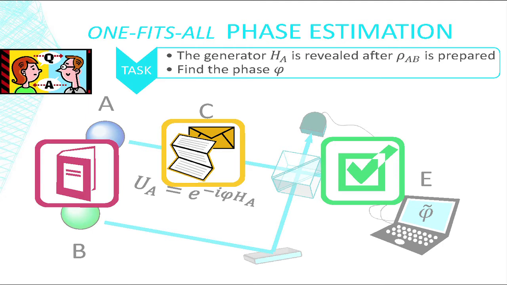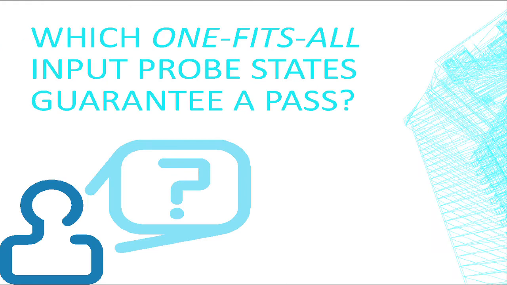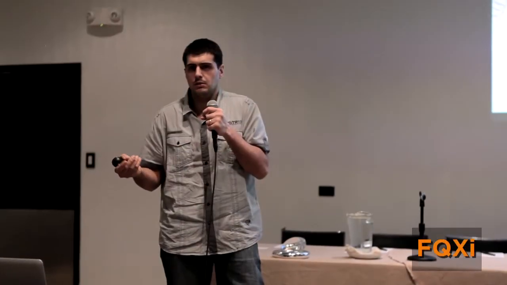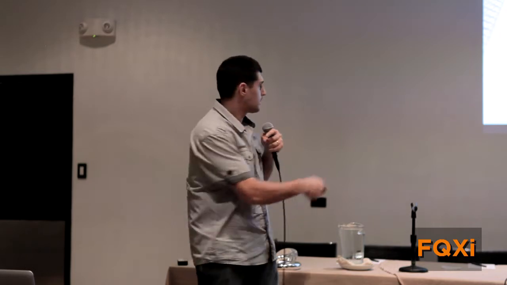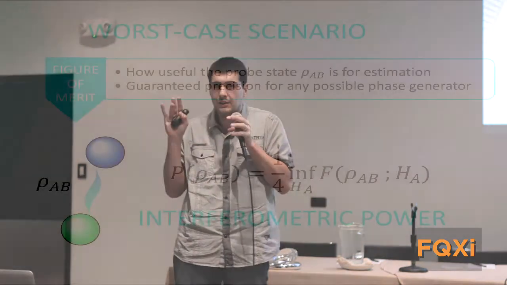This is the question, okay? Which probe states guarantee that they're always able to get a precision which is different from 0? Mathematically, given a certain choice of the input state, let's quantify the figure of merit in this scenario by considering a worst-case approach. We define, and that's really a property of the input states only now, given an input state, its interferometric power.